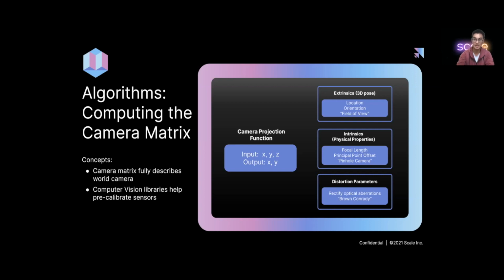And they are what allow us to take an object in 3D and figure out where it would show up in 2D. That's it. That's all it takes to do sensor fusion.